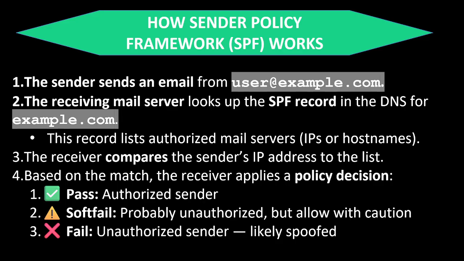The first step is the sender sends an email from user at example.com. Second, the receiving mail server looks up the SPF record in the DNS for example.com. Then this record lists authorized mail servers, IPs or host names. Next, the receiver compares the sender's IP to the list. Then, based on the match, the receiver applies a policy decision.